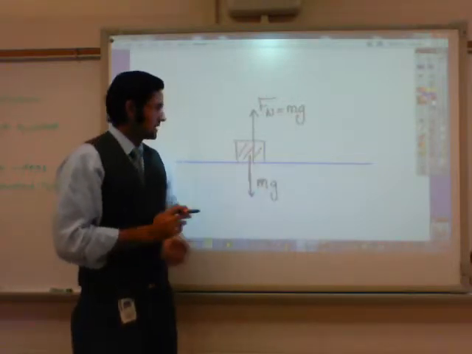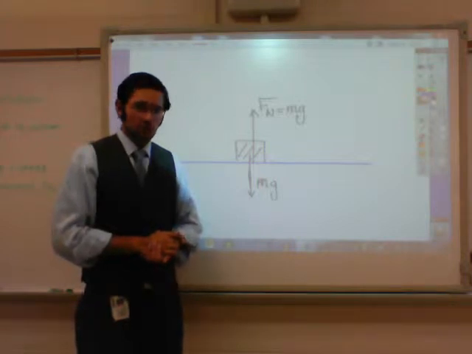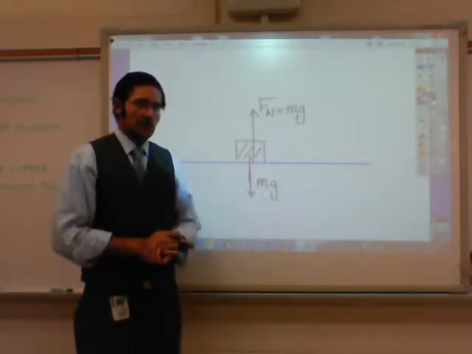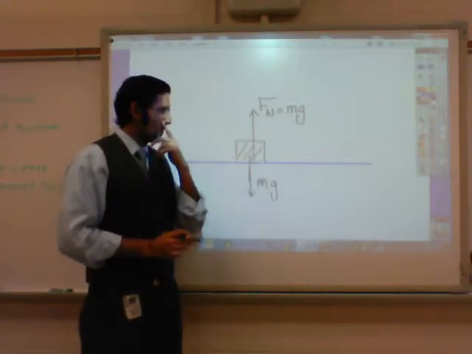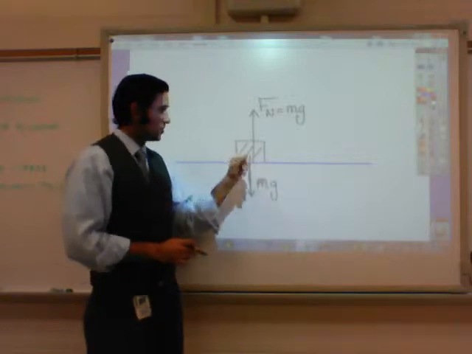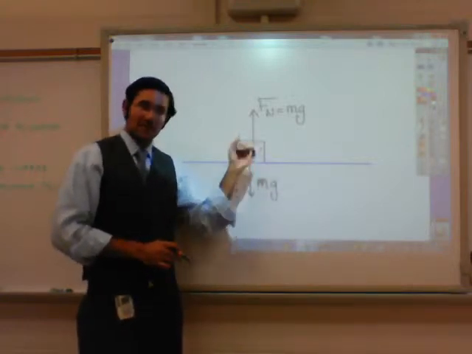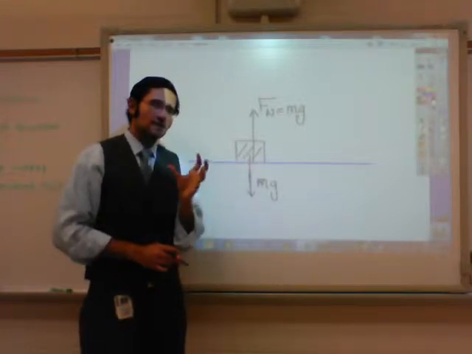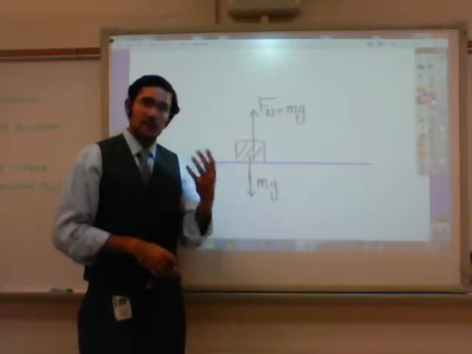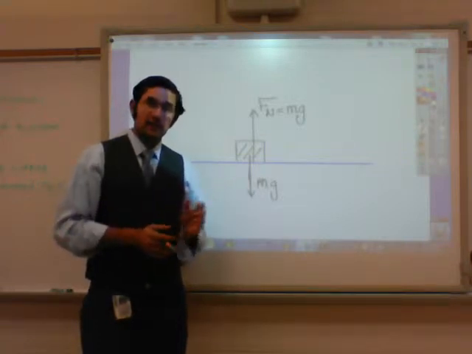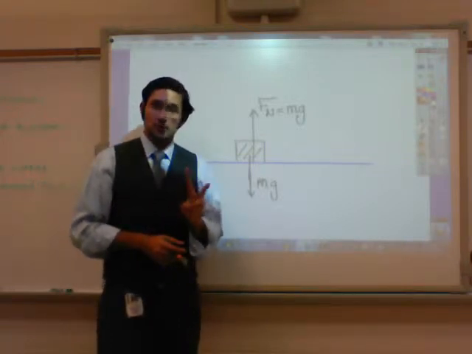Is this an example of Newton's third law? Newton's third law says every action has an equal and opposite reaction. So is this an example of an equal and opposite reaction? The answer to that question is no, it's not. Even though the forces are equal and opposite, they're both being exerted on the same object. For something to be an example of Newton's third law, the two forces, the action and the reaction, must take place on two separate objects.